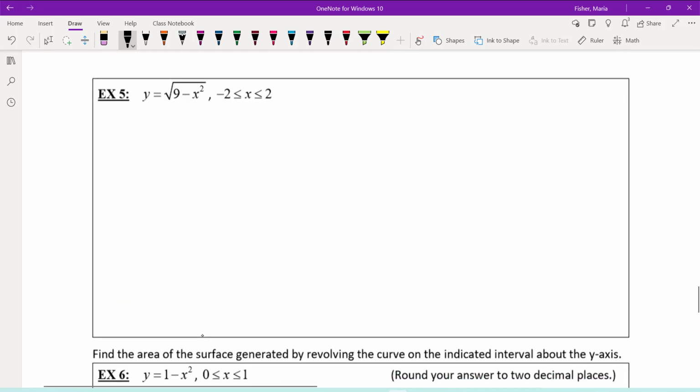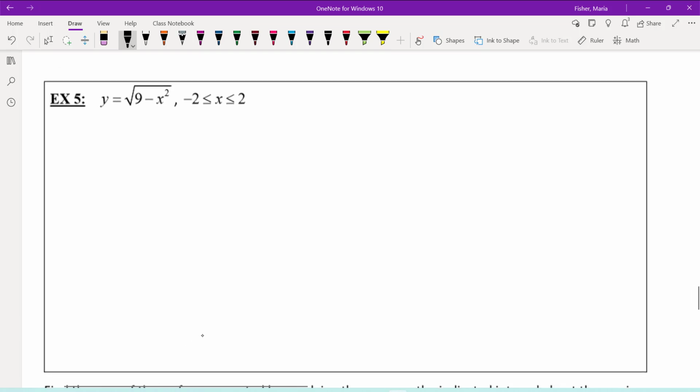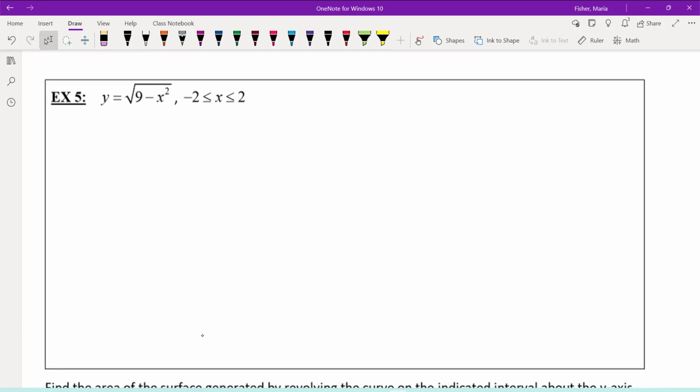Our next one, y equals the square root of 9 minus x squared from negative 2 to 2. The first thing we need to do is figure out what the radius is. Remember, we're still revolving this around the x-axis. You don't need to draw a perfect graph for this. We just need some kind of graph, and we're saying, if I revolve this around the x-axis, what kind of movement is that? Well, that's a y movement, but this is a function of x, so I need my radius as a function of x.